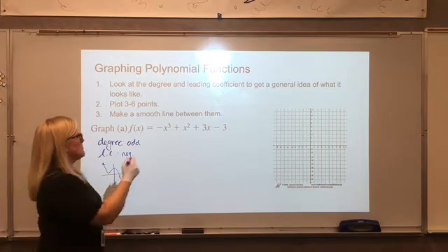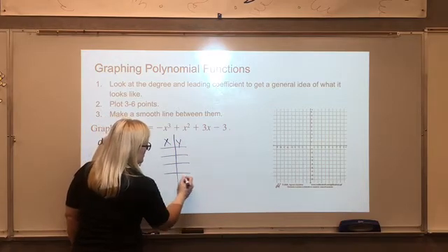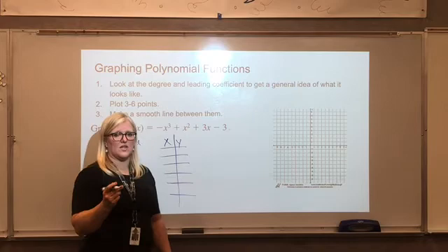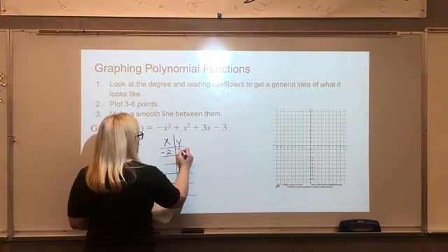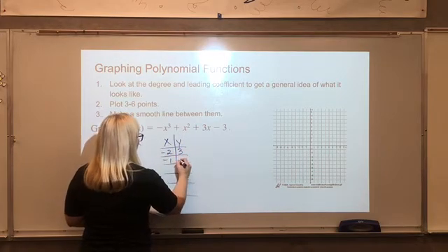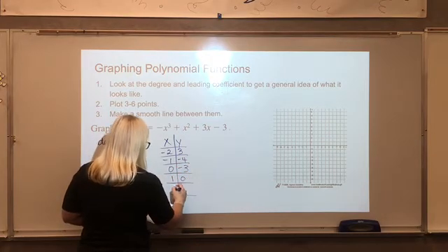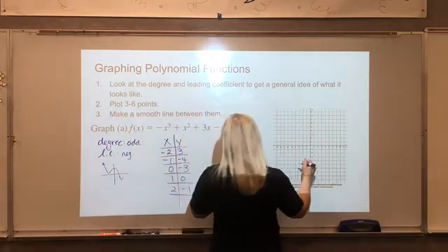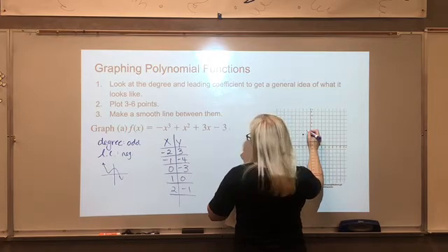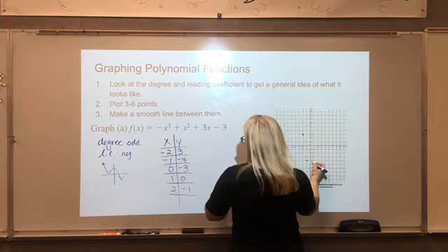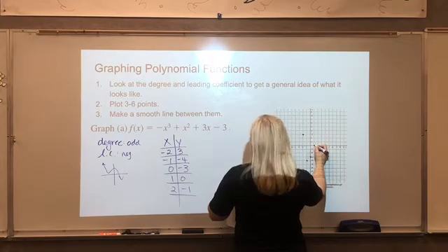All right, so now let's plot some points. And I actually used my graphing calculator for this. If you have a graphing calculator and you would like me to show you how to do this, I can show you how to do that. It'll plot the points for you. So (-2, 3), (-1, -4), (0, -3), (1, 0), and (2, -1). So now I'm just going to come over here and plot these.